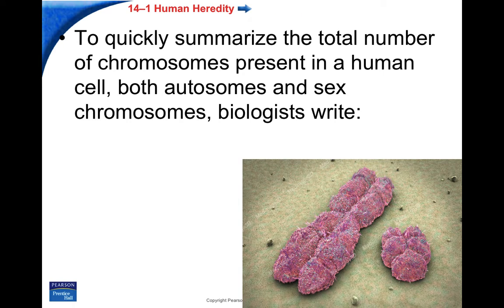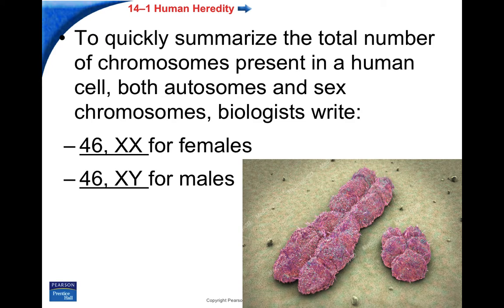Now, for geneticists and biologists to quickly summarize how many autosomes and sex chromosomes an individual has, biologists write humans' genotypes the following way. If you are a normal female, you have 46 chromosomes, so they write 46, comma, XX, which means you have 2 X chromosomes, the sex chromosomes. If you are a normal male, you also have 46 chromosomes, but you have an X and a Y chromosome. So you write your genotype 46, comma, XY.